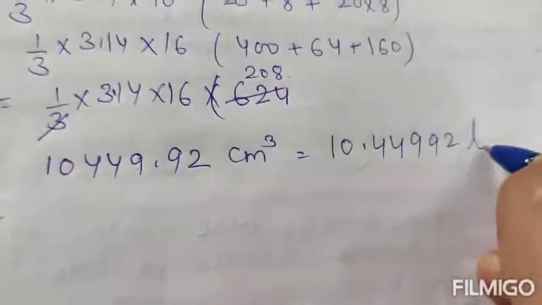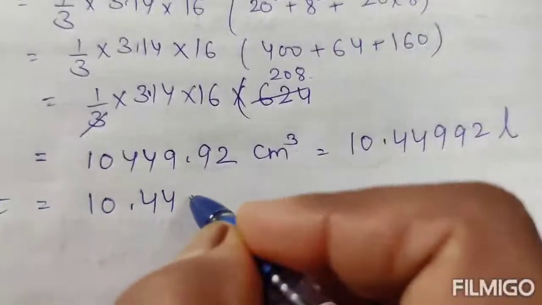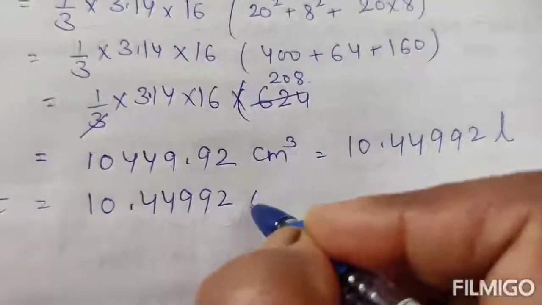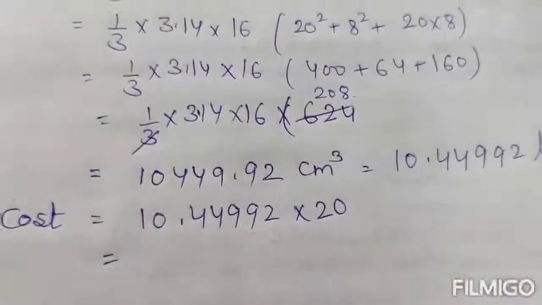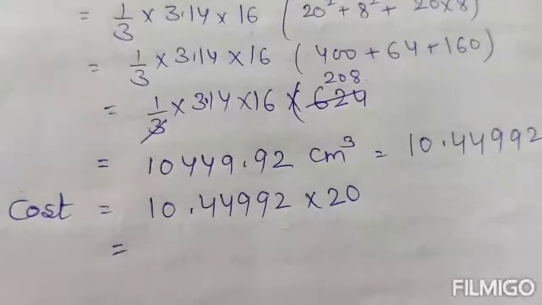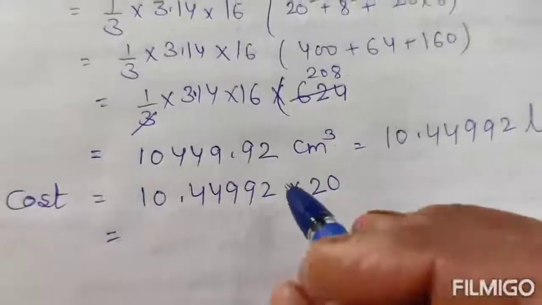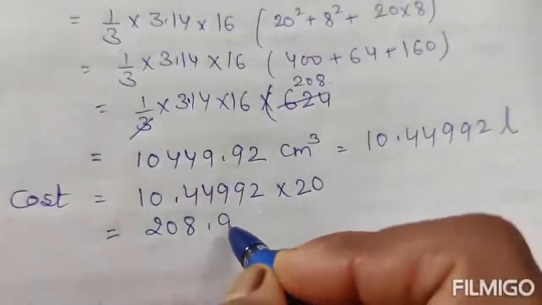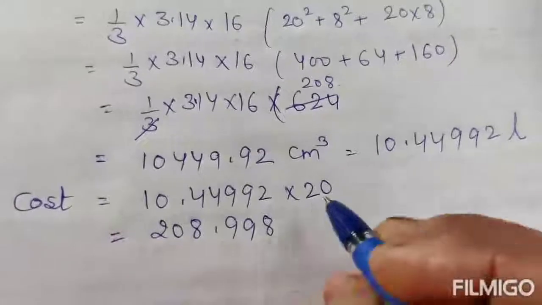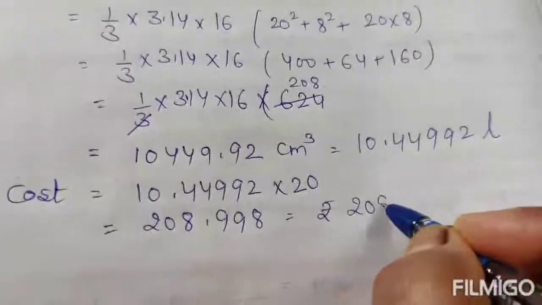10.44992 liter. Now the cost is 10.44992 × 20, the cost is rupees 20 per liter. We get the answer 208.998. It means we can say that rupees 209.